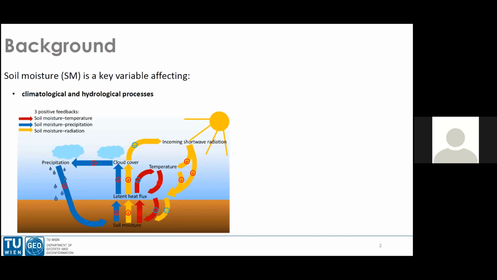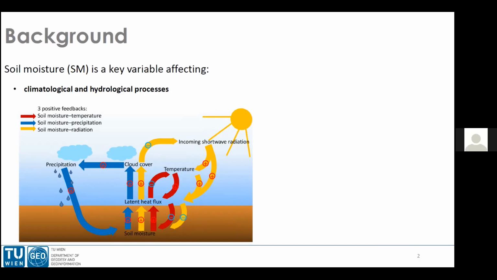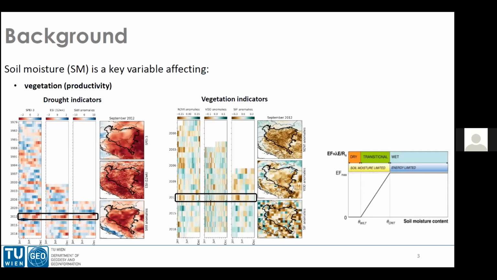Just some introduction on the reasoning behind this work. As you probably know, soil moisture is a key variable that affects a lot of climatological and hydrological processes. In this schematic representation, you can see just some of the processes where soil moisture is involved, being at the interface between the land and the atmosphere. Also, soil moisture is strongly related to vegetation and crop development and productivity.